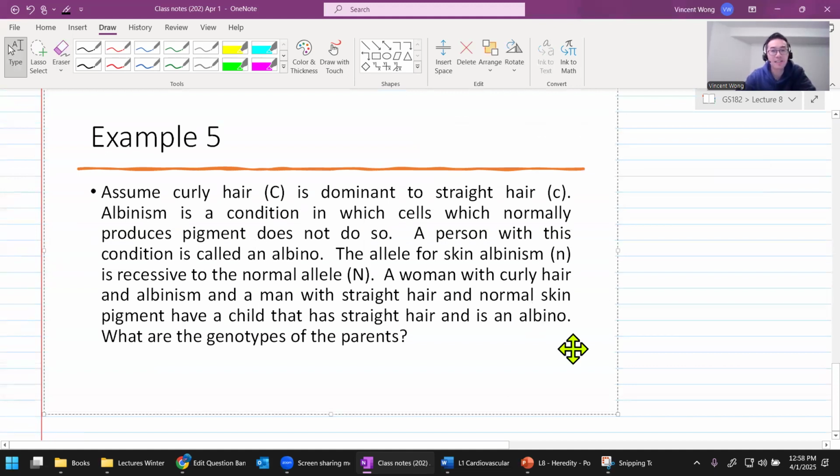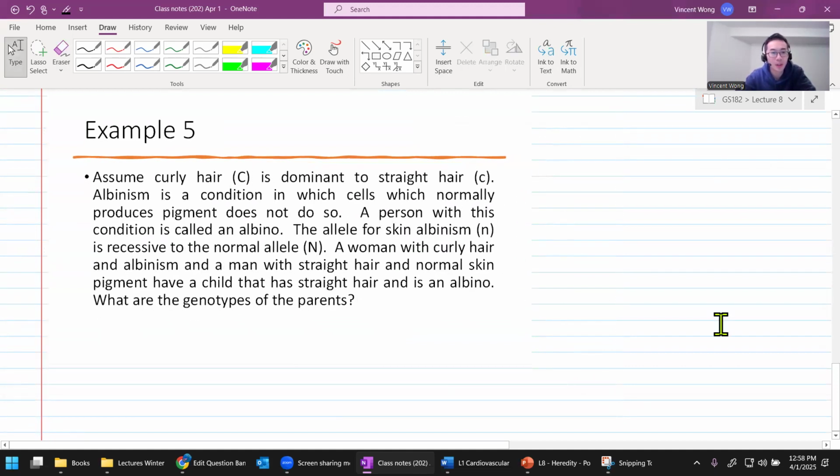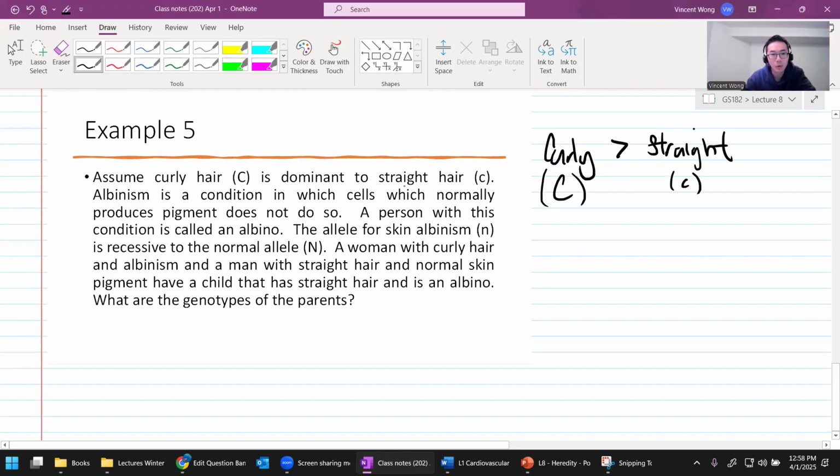Over here, example 5. Assume curly hair is dominant to straight hair. So curly, dominant to straight. Okay, big C and small c. And the other one is normal skin pigment and albino, which is when you don't produce skin pigment, it looks very pale. So normal skin is capital N, and albino is going to be small n right there.